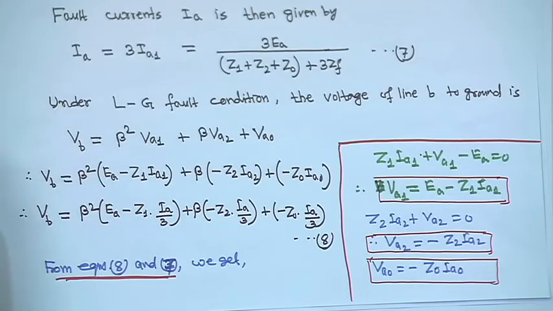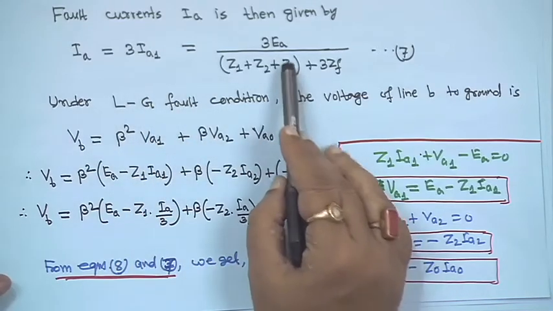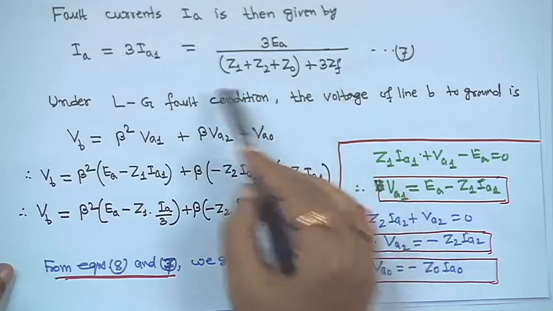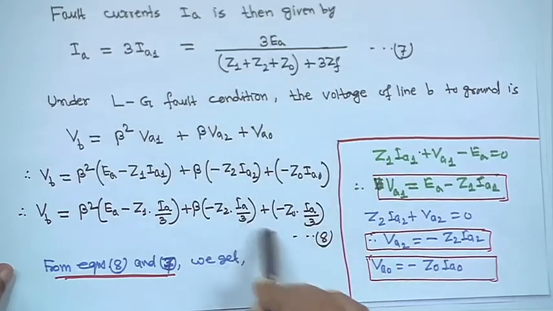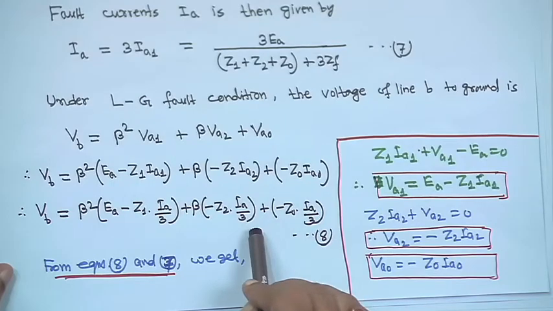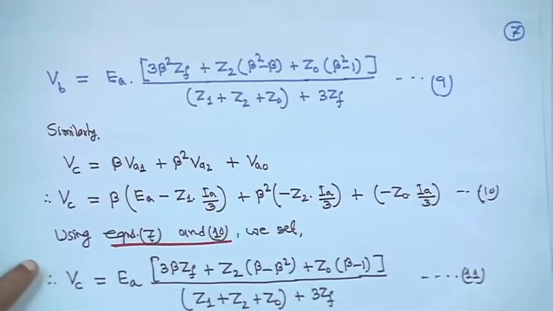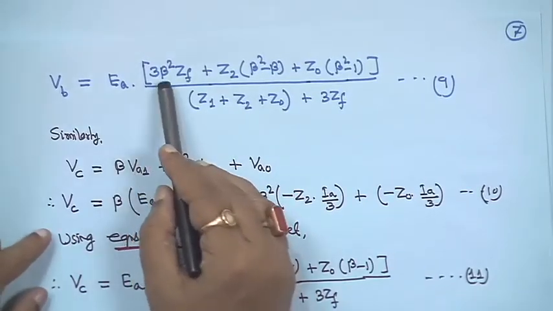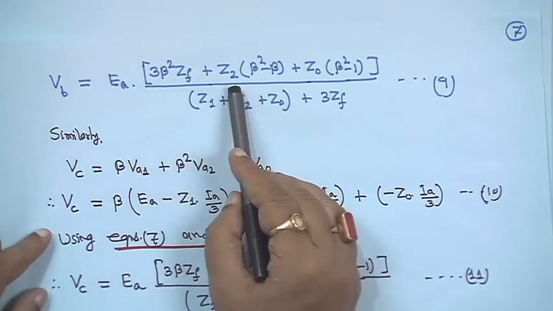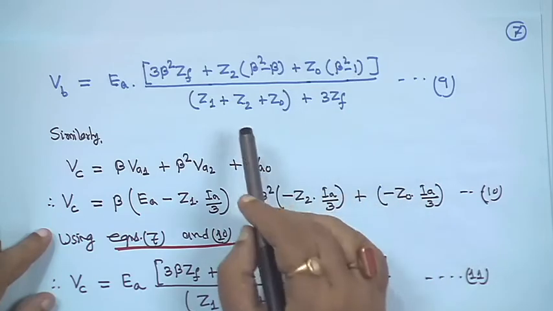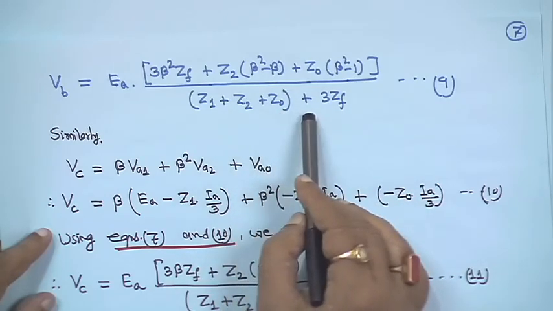Now, from equation 8 and 7, from this equation you will get IA is equal to this expression, 3 EA upon Z1 plus Z2 plus Z0 plus 3 ZF. This IA you put in equation 8 and please simplify, such that I am giving you the final expression. If you simplify, you will get VB is equal to EA into 3 beta square ZF plus Z2 into beta square minus beta plus Z0 beta square minus 1, divided by Z1 plus Z2 plus Z0 plus 3 ZF.